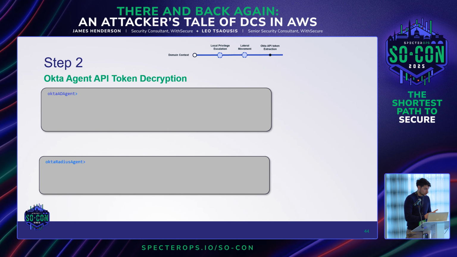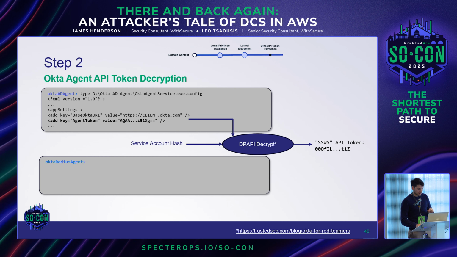Remember, that host is the host that does the cloud syncing. So it needs to be able to modify Okta entities. That means that it keeps some credentials locally. It's usually an API token. And in Okta's case, depending on what agent you've compromised, that token can be stored in two different ways. You can target the Active Directory agent, the Okta AD agent, where the token is a DPAPI-protected secret stored in an XML config.